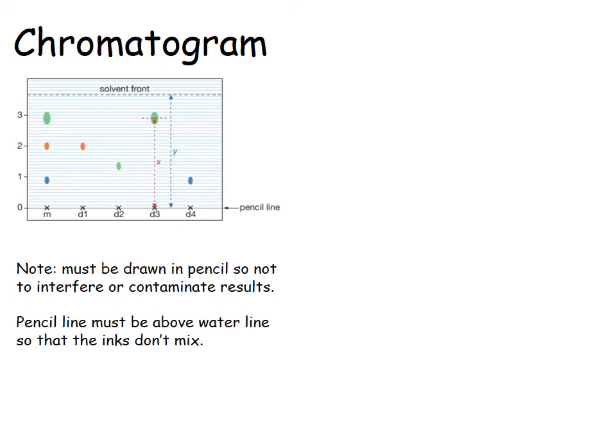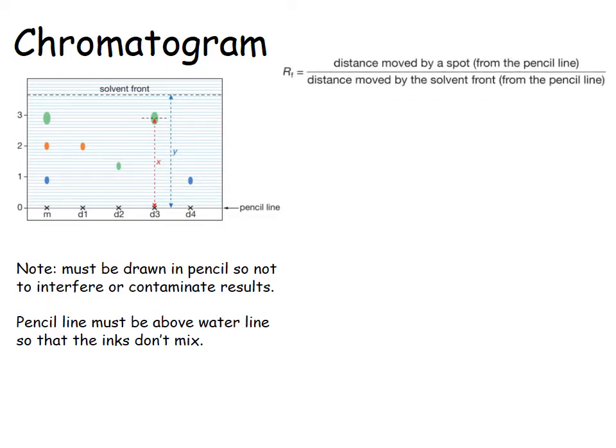Below is a chromatogram, which is a fancy word for the results that you get. And there are 2 things that you need to be able to do when you see a chromatogram. First thing is calculating RF values. RF values just tell us the distance that each ink moved in comparison to the solvent front. So here the solvent front looks like it's moved around 3.6 centimeters. Okay, now the RF values are always out of 1. They're a decimal out of 1.